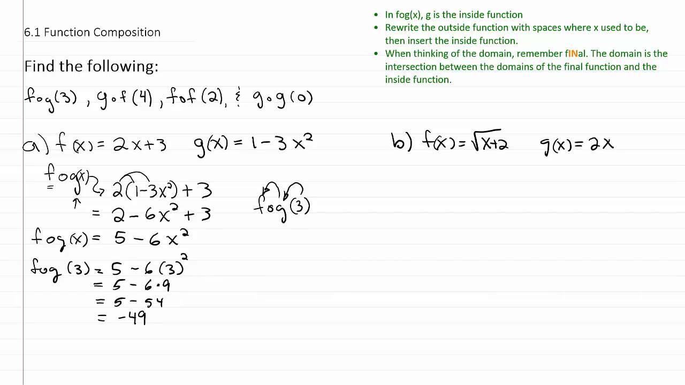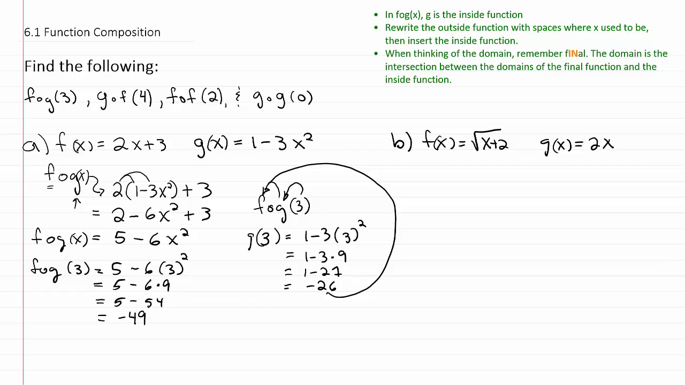So for example, if I want to do g of 3, I would simply say 1 minus 3 times 3 squared, right? And that's going to end up giving you 1 minus 3 times 9, or in other words, 1 minus 27, or in other words, negative 26. And once you have negative 26, you have the result, and you're going to plug that into the f function.